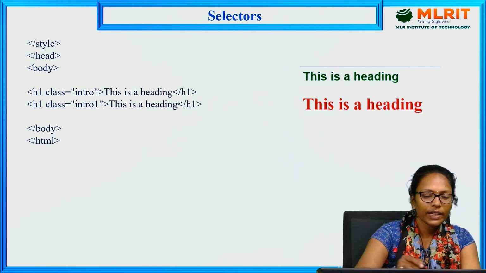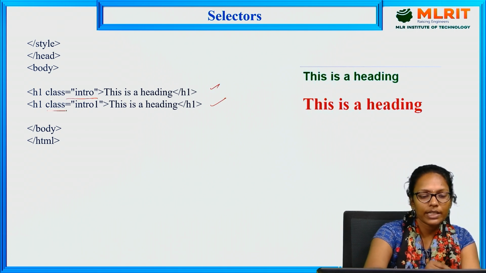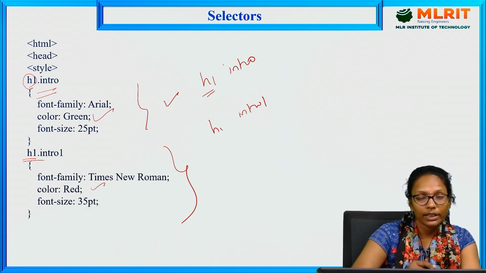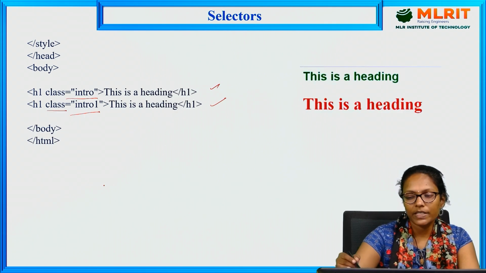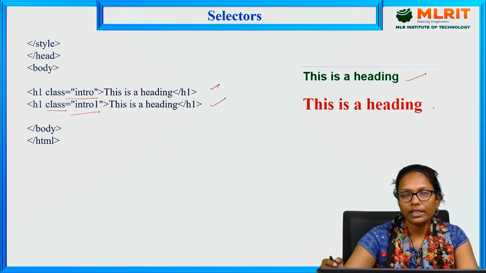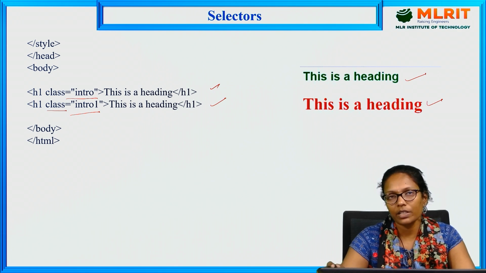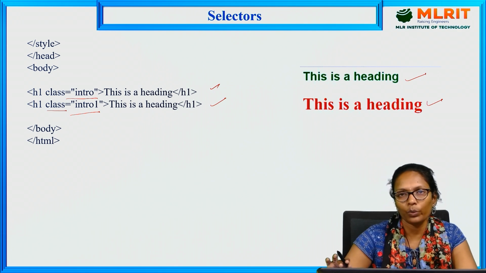So you can see we have two H1 tags, but for the first H1 the class name is intro, and for the second H1 the class name is intro1. So you can check, for the first one the color is green, and for the second one the color is red. Of course, the different font family and different styles also we have applied. I'm just telling only the color.